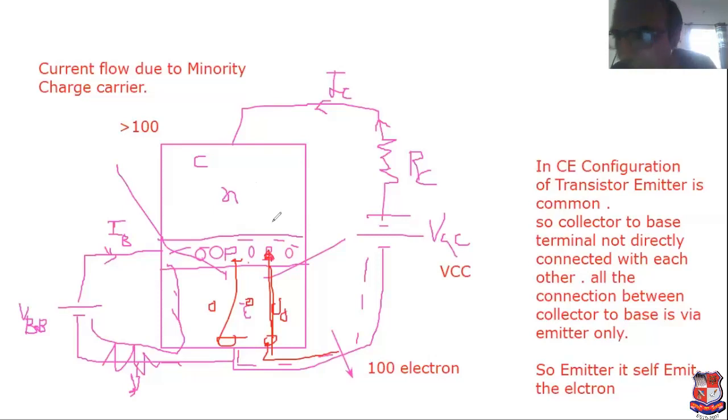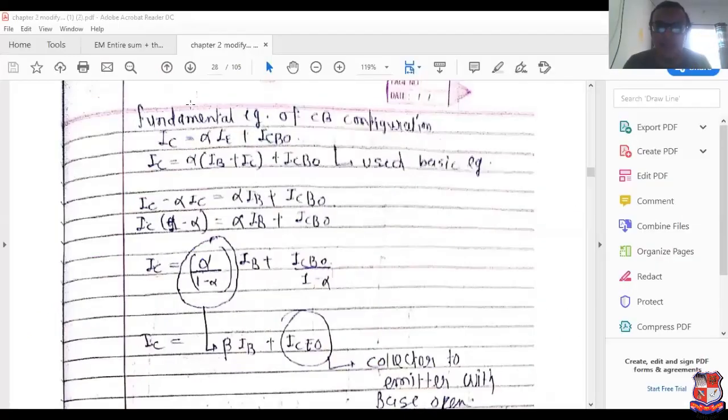Leakage current is always large in the common emitter configuration of a transistor compared to common base. Try to understand this point. I have explained it with the help of the derivation, so prepare this point very carefully. IC equals alpha times IE plus leakage current. See this equation: alpha IE equals IB plus IC. IE equals IB plus IC plus ICBO.